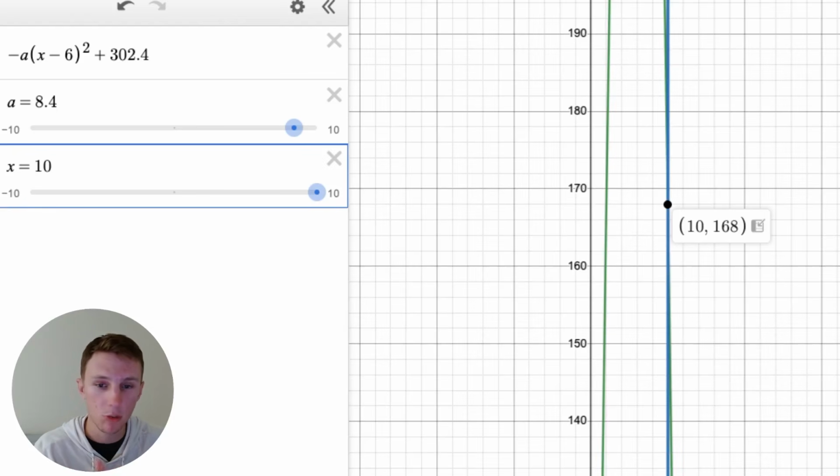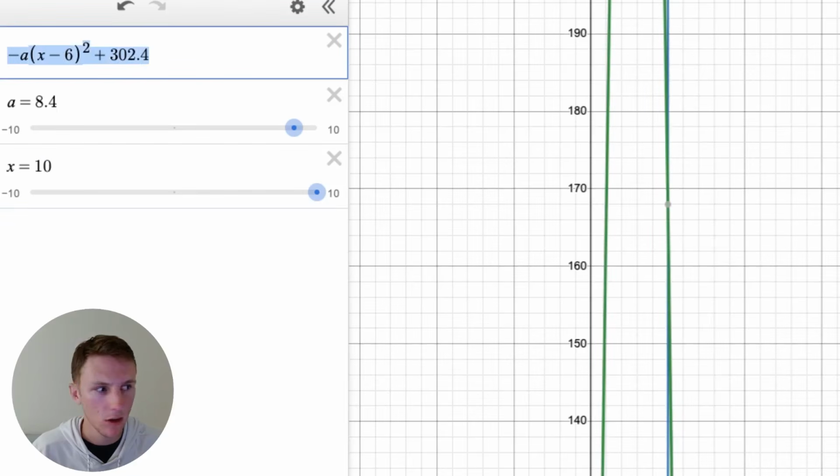So that problem looks super intimidating, but with a couple Desmos hacks, it's actually really easy. Alternatively, if you don't feel comfortable doing it this way, just look at this right here and plug in 10 into that after you substitute the 8.4 in. You could do it that way, but I think it's easier to look at the graph and get the answer that way.